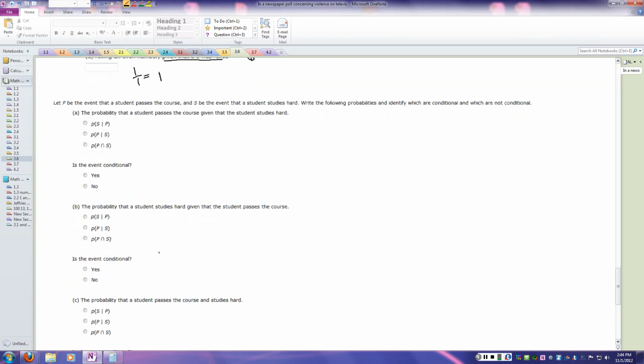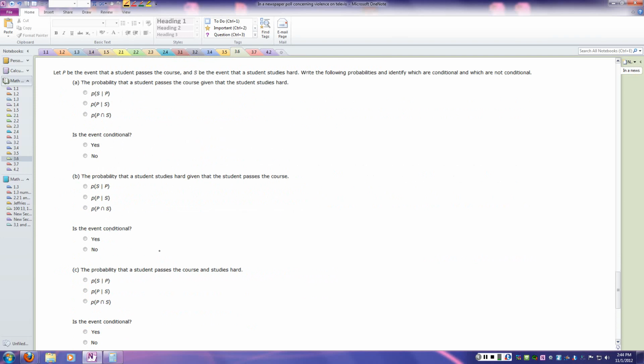The next example has to do with being able to understand the notation. Let P be the event a student passes the course, and S be the event the student studies hard. Write the following probabilities and identify which are conditional and which are not conditional. The probability that a student passes the course given that the student studies hard. So the given that tells you it's a conditional. So we know this is a conditional. So to write this, I want to know the probability the student passes the course given that they study hard. So it turns out my answer would be this one. Is this a conditional? Yes. If it says given that, it's a conditional.